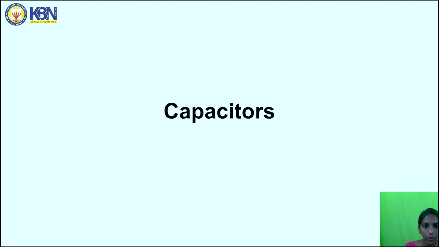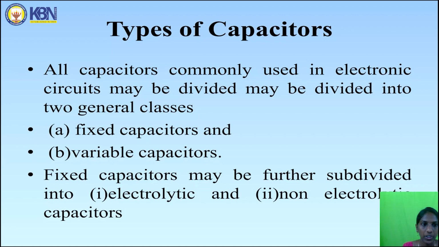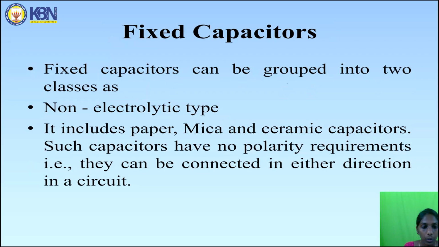Discussing the capacitors and the types of capacitors. All the capacitors commonly used in electronic circuits may be divided into two general classes, that is fixed capacitors and variable capacitors. Fixed capacitors may be further subdivided into electrolytic and non-electrolytic capacitors.